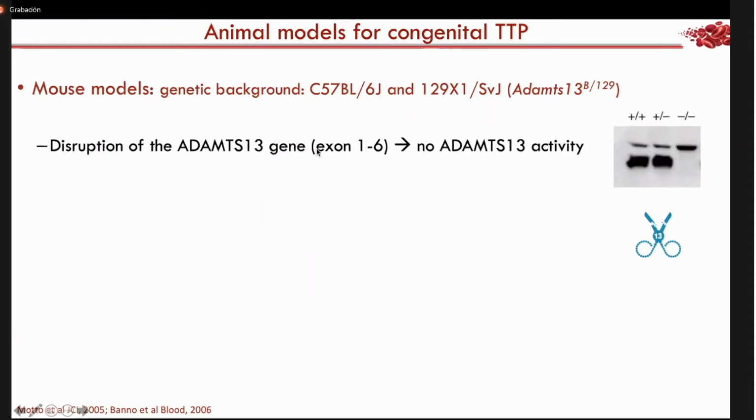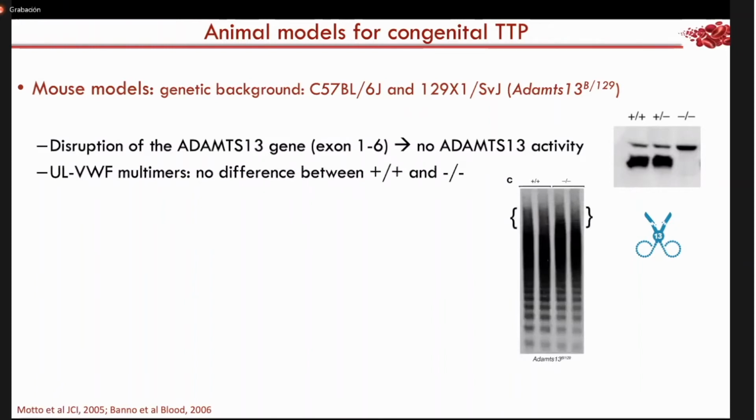They disrupted the ADAMTS13 gene by standard technologies, and they confirmed that the knockout mice they generated did not have any ADAMTS13 activity. As you can see here in the Western blot, in the wild type and the heterozygous mice, you see a band appearing in the Western blot, meaning that ADAMTS13 can cleave the VWF substrate, while in the knockout mouse, you see only the original band of the VWF substrate and no band appearing. So ADAMTS13 is deficient in these mice. So they are knockout mice.